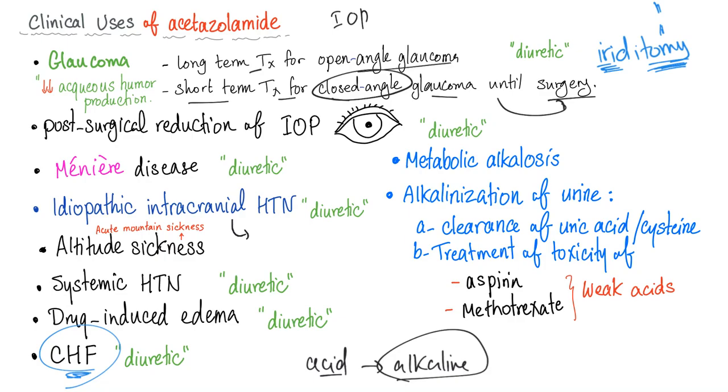Idiopathic intracranial hypertension is also known as pseudotumor cerebri. Okay, pseudotumor cerebri. So in your exam, one of the uses of acetazolamide is to treat pseudotumor cerebri. Why? Because it's a freaking diuretic. It will reduce the cerebrospinal fluid and lower the pressure.